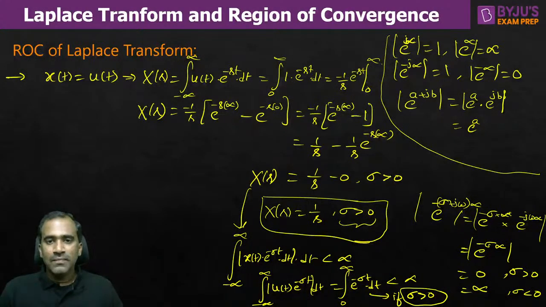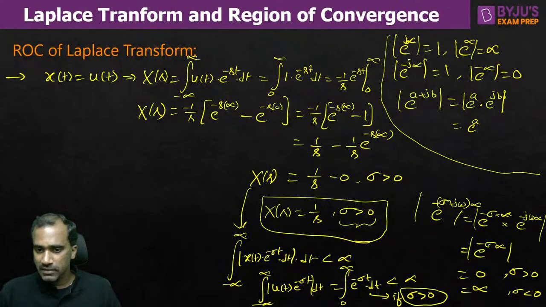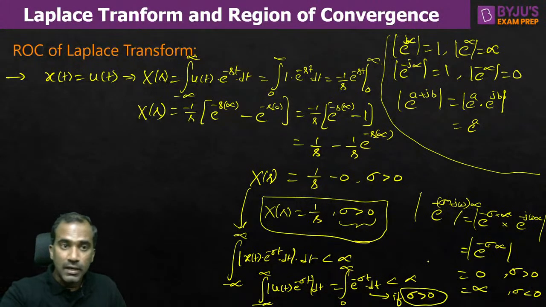Similarly, can you analyze for u of minus t? You can substitute u of minus t here. U of minus t means the limits are from minus infinity to 0. Then the condition will be exactly opposite. Only for sigma less than 0 will this condition be satisfied. Instead of u of t, if it is u of minus t, then the condition will be exactly opposite. We'll do that quickly.